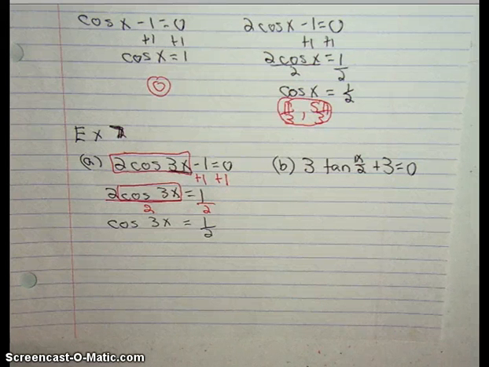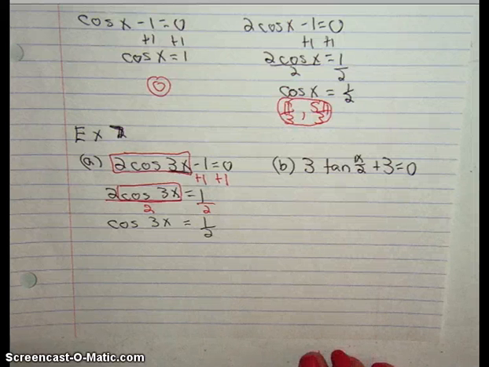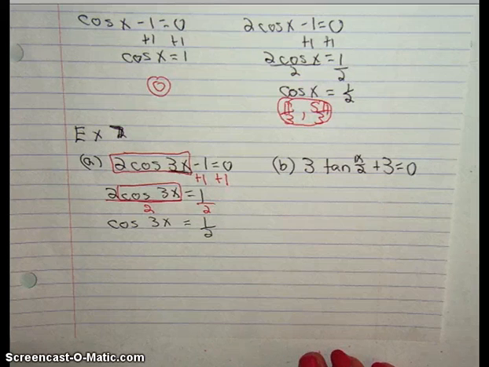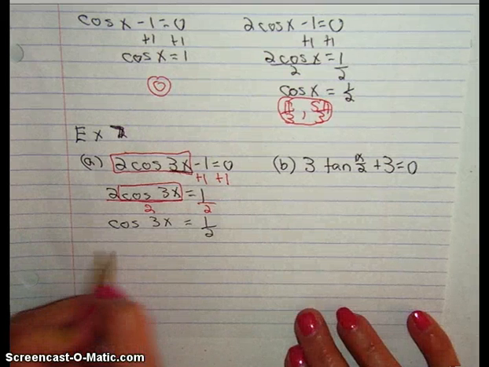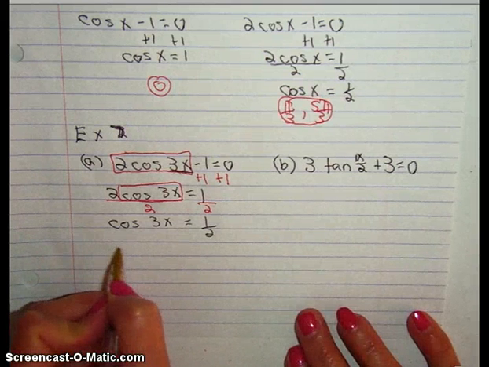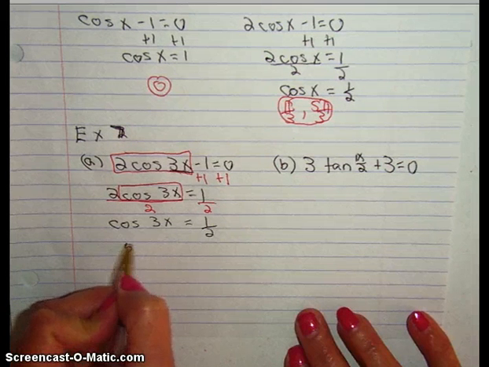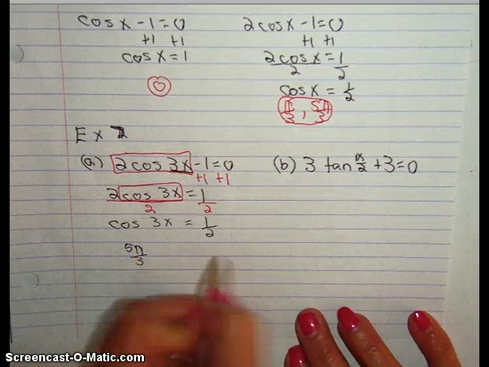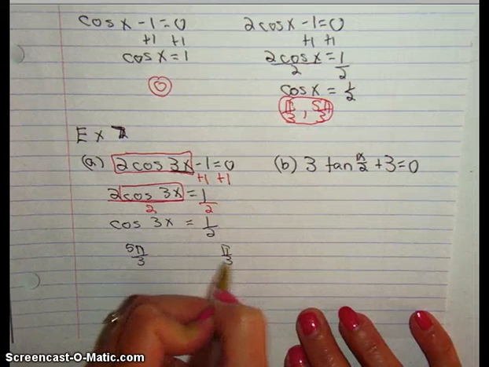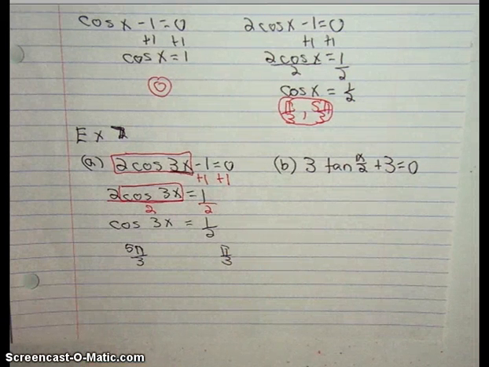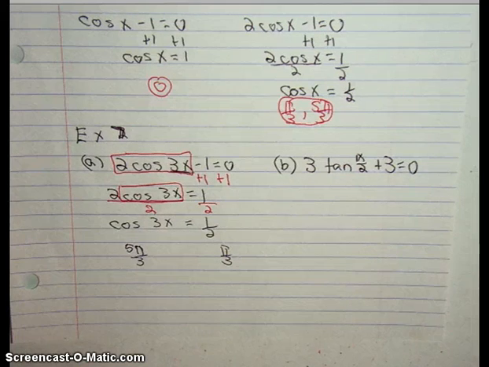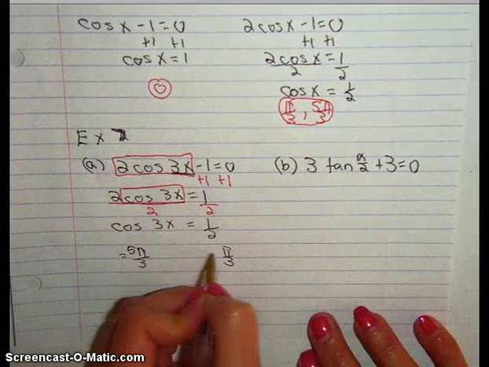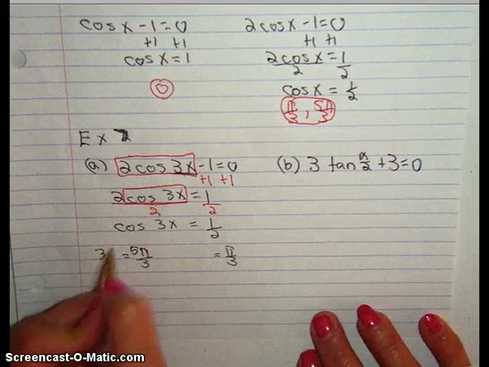Tom, question? Where's cosine a half? One of them is 5 pi over 3. And the other one pi over 3. Yes. So 5 pi over 3 and pi over 3. So set them up like that. Everybody find them on the unit circle? Okay. And when you set them up, set them equal to 3x.